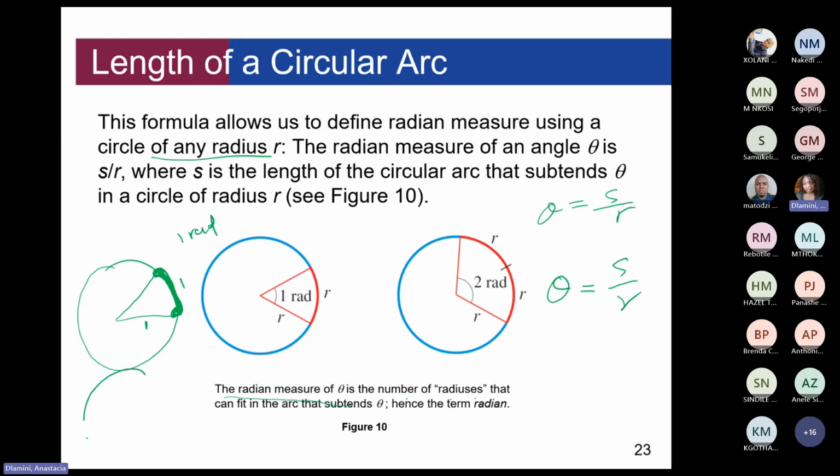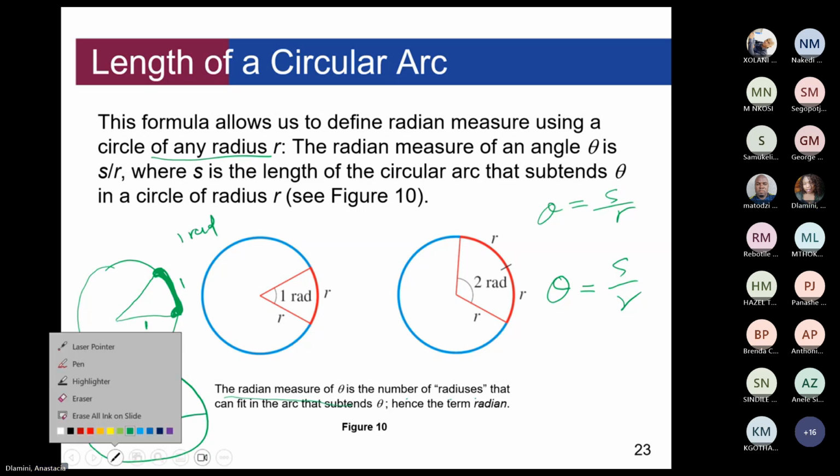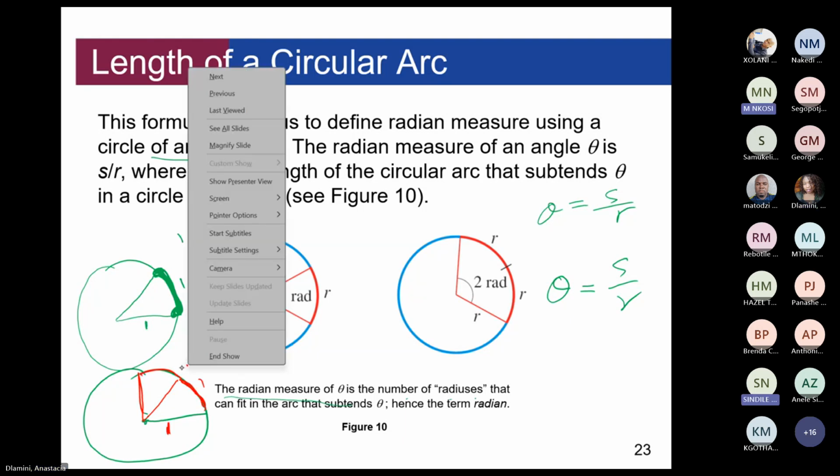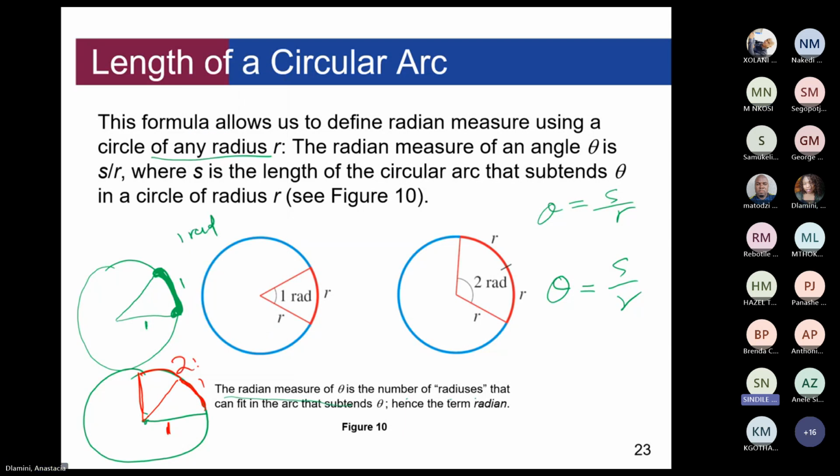Okay, good. So now we still know this is 1. Let me choose a different color. I move from here and this is 1 as well, and actually I moved to there. This is 1 and this is another 1. How many reds did you fit there? 2 red. And then your theta was equal to 2 red.